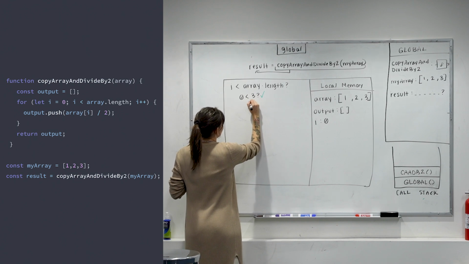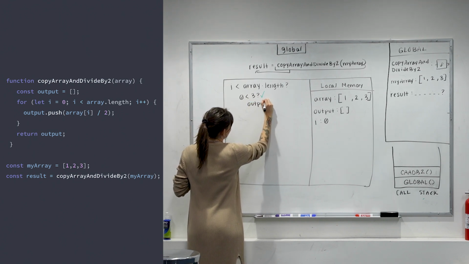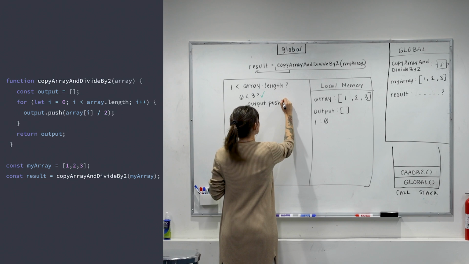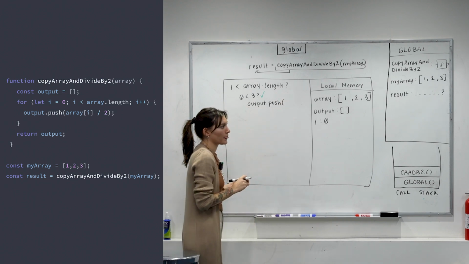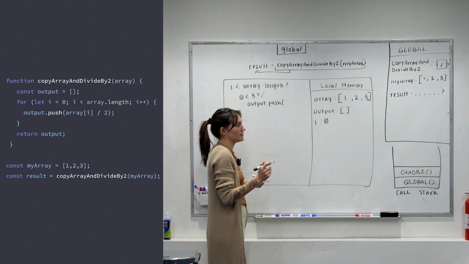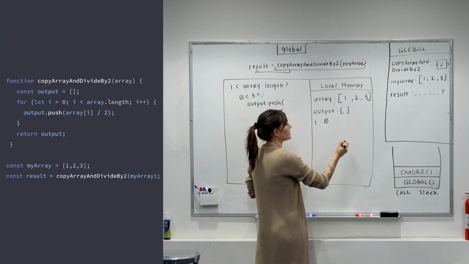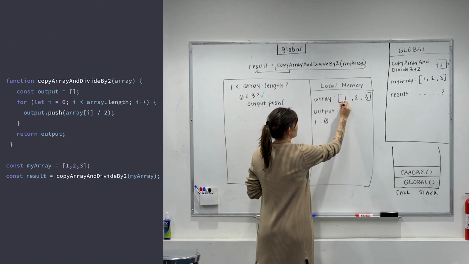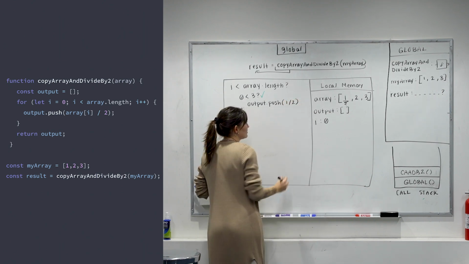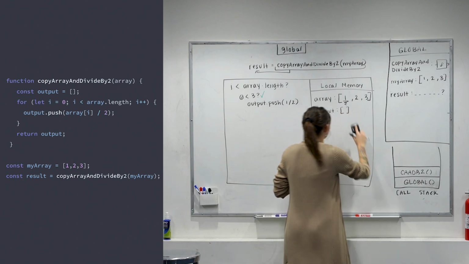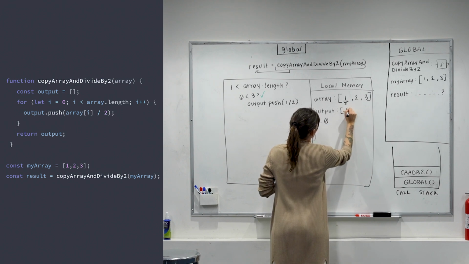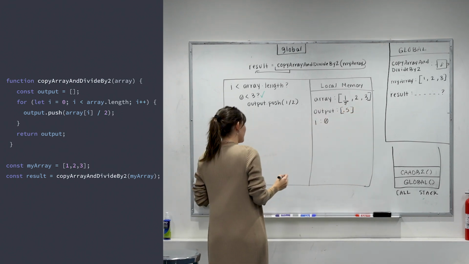So once we get inside, we are now calling the push method of that output array. And we are passing in the array at index 0 divided by 2. Cool. And what is array at the index of 0? It is 1. Absolutely. So we've got 1 divided by 2, which is, 1.5. Well, half. Yes, super duper. We'll put 0.5. Okay, what do we do next?